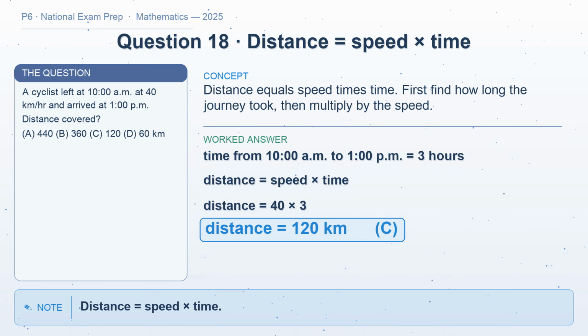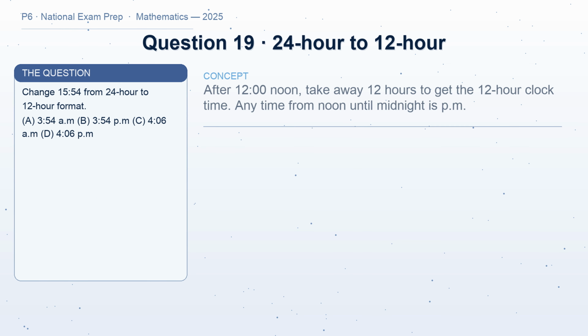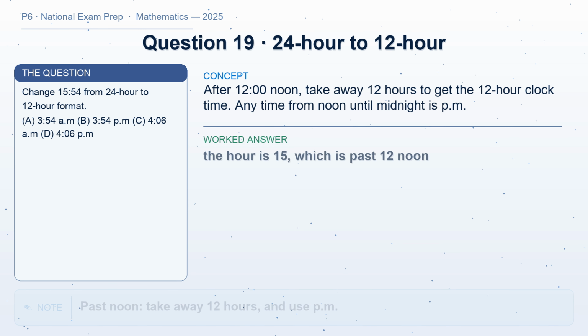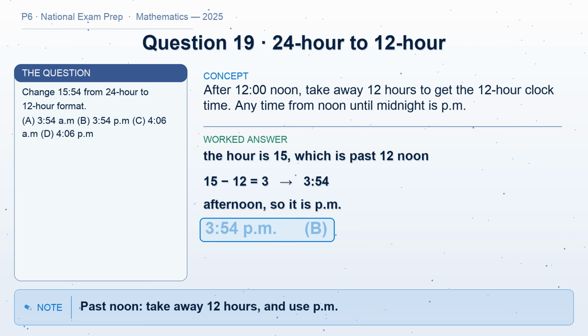Option C. Question 19. Let's change 1554 from the 24-hour clock into the 12-hour clock. Here is the simple idea. The 24-hour clock keeps counting past 12 at midday all the way up to 24. So when the hour is bigger than 12, we just take away 12 to find the ordinary clock time. The hour here is 15, and 15 take away 12 is 3. The minutes, 54, stay the same, so we have 3:54. Because it is after midday, it is p.m., not a.m. So the answer is 3:54 p.m., which is option B.